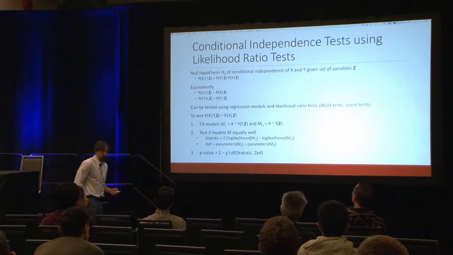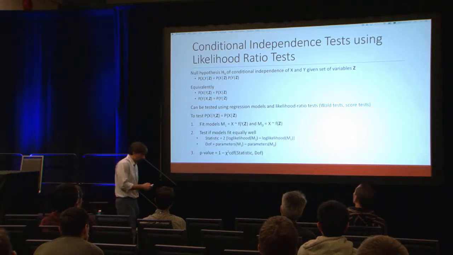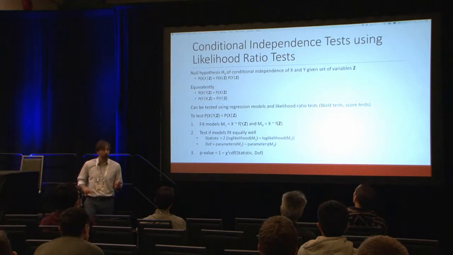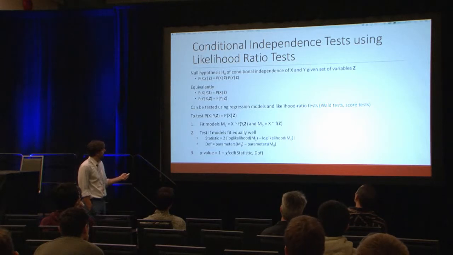So there is a general way of constructing conditional independence tests. And this general way requires one to have a regression model. So in the conditional independence test, we check whether this condition holds in our data, which we can write like this, or we can write like that.